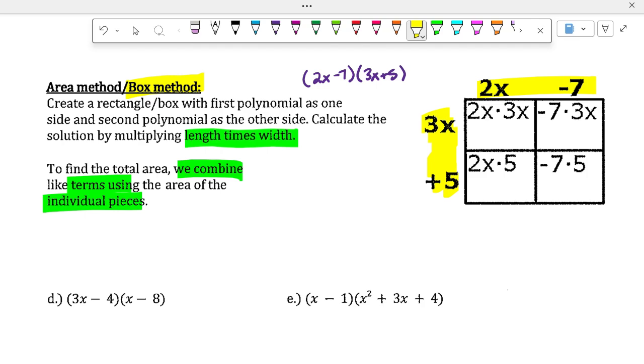And what they did is that you multiply row by column. So 3x times 2x, 3x times negative 7, 5 times 2x, 5 times negative 7. All right, you just multiply row by column to fit into these boxes. So let's go ahead and do that multiplication.